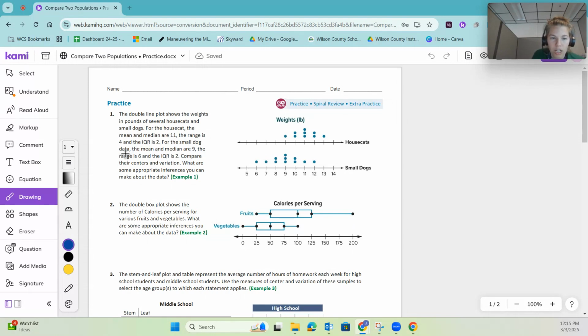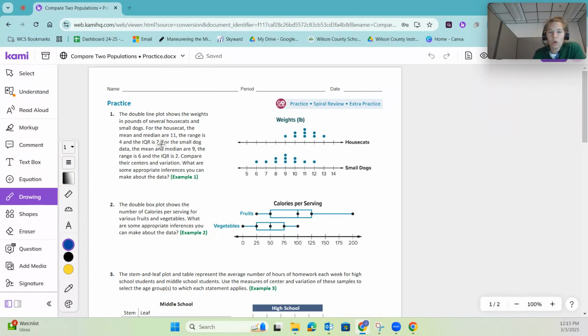For the small dog data, the mean and medians are 9. The range is 6 and the IQR, or interquartile range, is 2. Compare their centers and variation. What are some appropriate inferences we can make about the data?